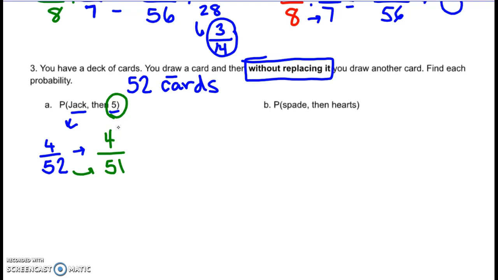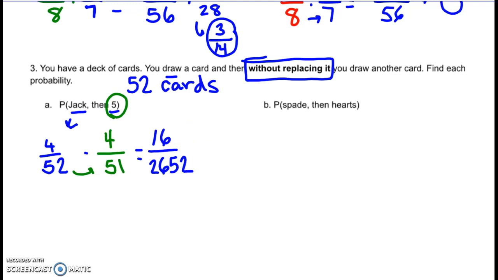So we have 4 out of 52 for the first event. And then because we didn't replace the card, we have 4 out of 51 for the second event. And we're going to multiply them like we always do together. These numbers are pretty big, and we could simplify this 4 out of 52 down, but I'm just going to multiply as is for now. We get 16 out of 52 times 51. I get 2,652.